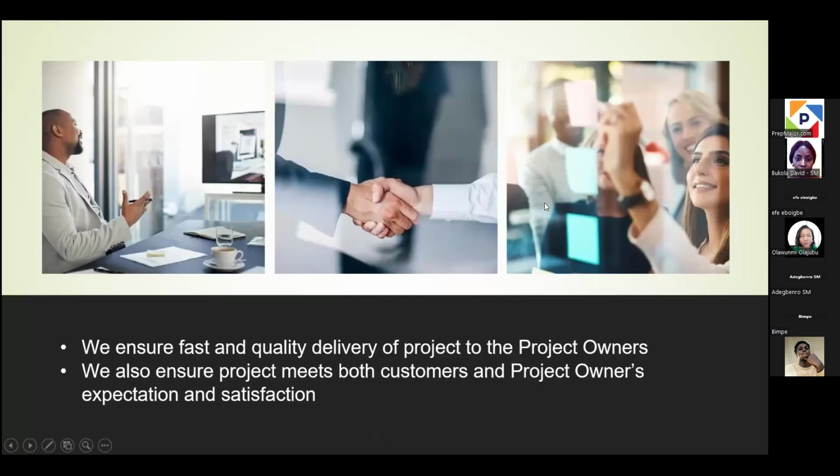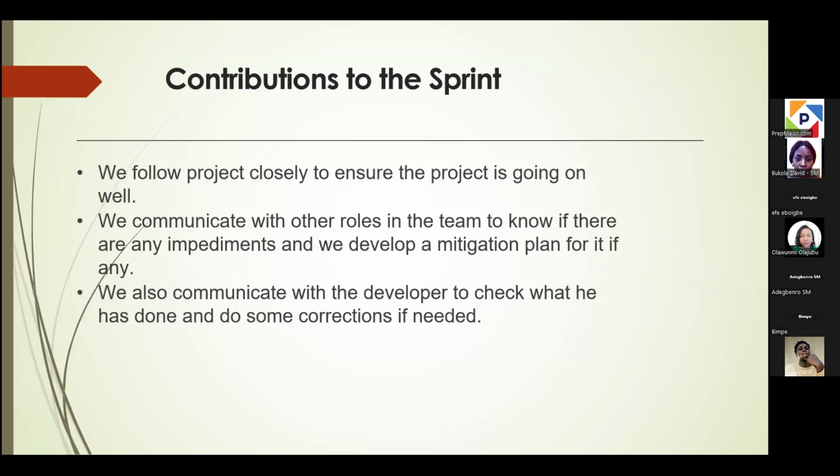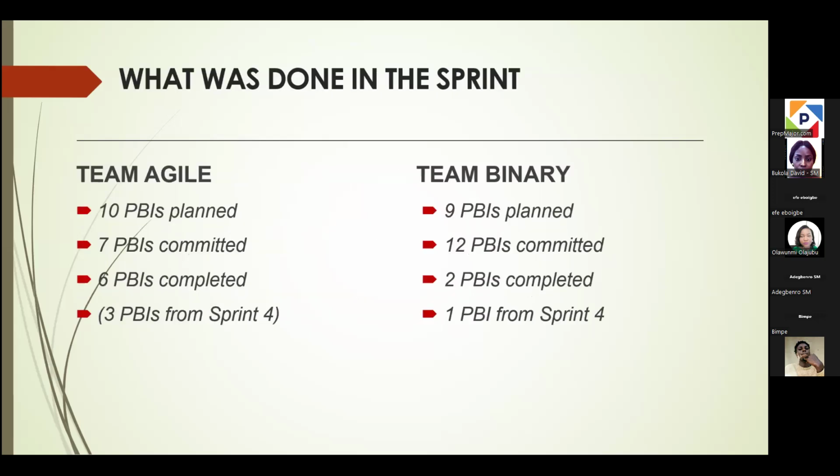All right. As an ADM, we make sure of fast and quality delivery of projects to the project owners, and we also make sure both customers and project owners are satisfied. Next slide. Our contribution to the sprint: we follow the project closely to make sure it is going on well. We communicate with other roles to know if there are any impediments, and if there are any, we develop mitigation plans for them. Then we also communicate with the developer to check what he has done and see if corrections are needed.